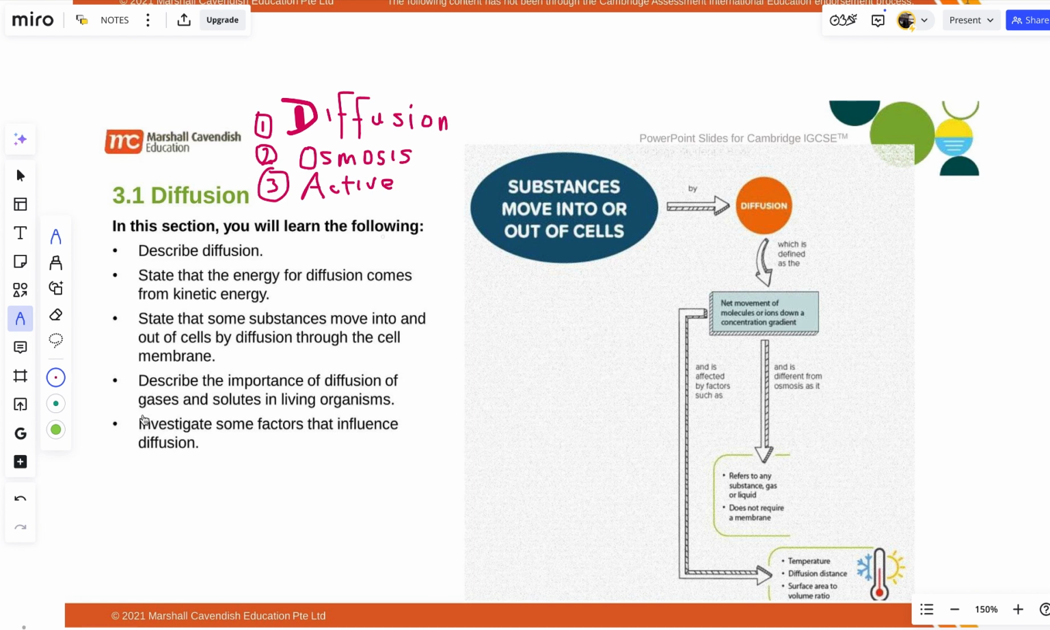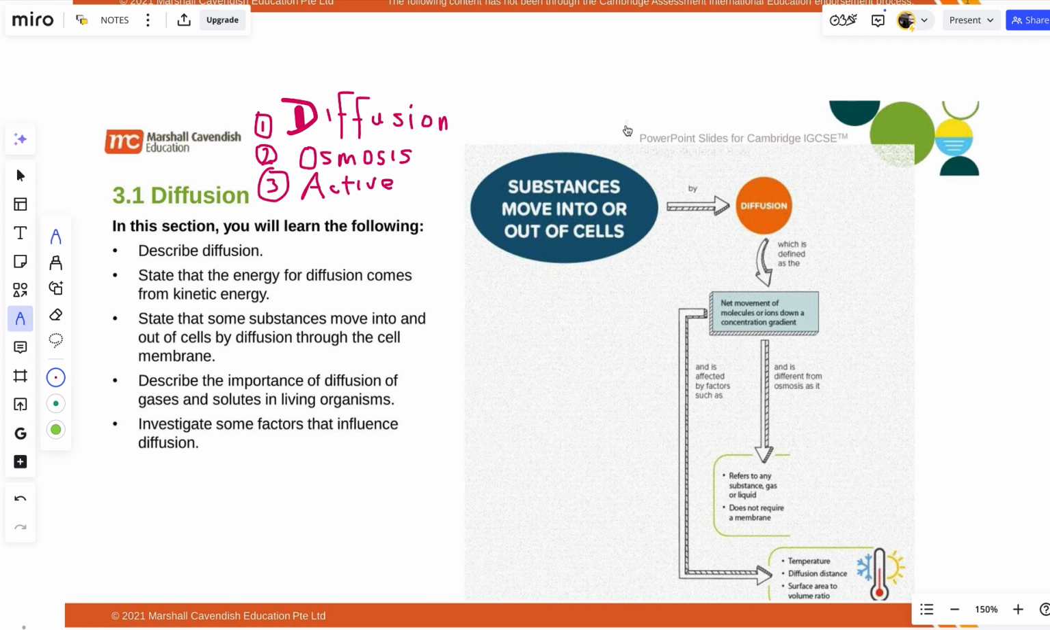There are things that are expected for us to cover in this chapter. We'll be able to describe diffusion, the energy for diffusion, where it comes from, and so on. Describe the importance of diffusion, and investigate some factors that affect the rate of diffusion of a gas molecule. Diffusion is not only for gas, it can sometimes happen for liquid too. Substances move into and out of a cell by a process known as diffusion. It's not the only way, but we are considering this way for the time being.